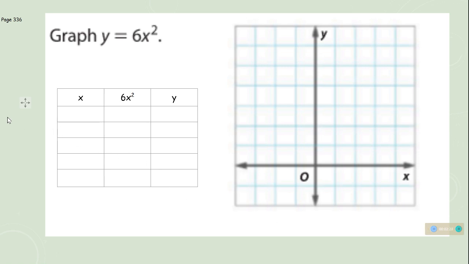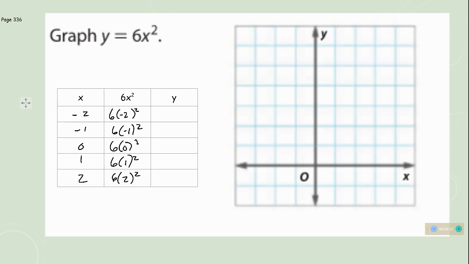So let's do one. We're going to graph y equals 6x squared. We're going to pick values for x. So we're going to pick negative 2, negative 1, 0, 1, and 2. Why do you pick small numbers? Because since they are squared, they're going to get big real fast. So this will be 6 times negative 2 squared, 6 times negative 1 squared, 6 times 0 squared, 6 times 1 squared, and 6 times 2 squared.